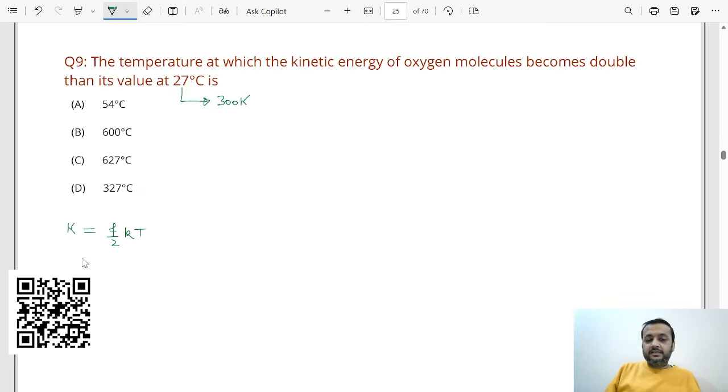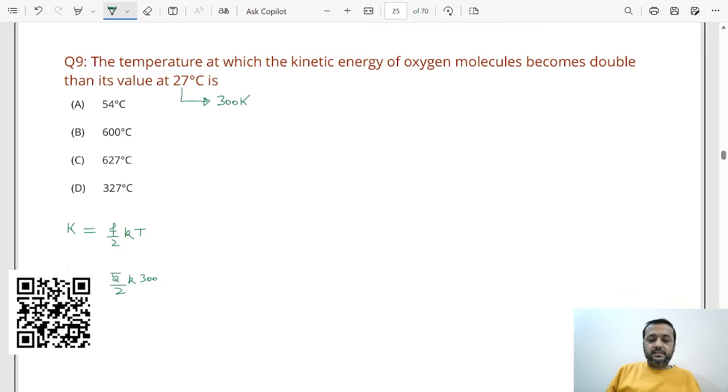So kinetic energy is directly proportional to temperature. k is the Boltzmann constant and f is the number of degrees of freedom. As of now, the kinetic energy of the oxygen molecule is f by 2 kT. f is basically 5 for oxygen if we ignore the vibrational degrees of freedom. So 5 by 2 into k into 300. The question is asking at what temperature this kinetic energy will become double. So clearly at 600 Kelvin.